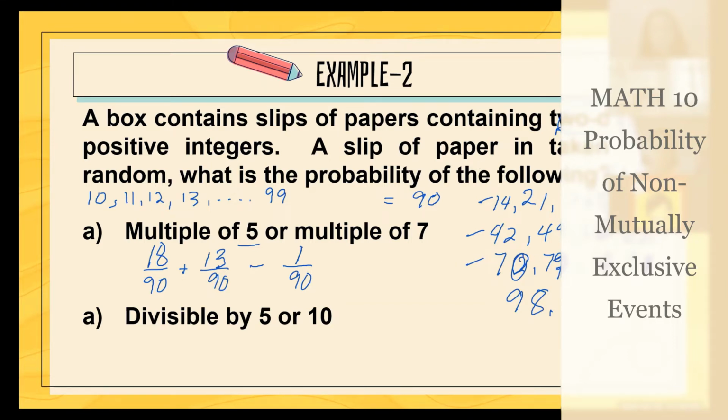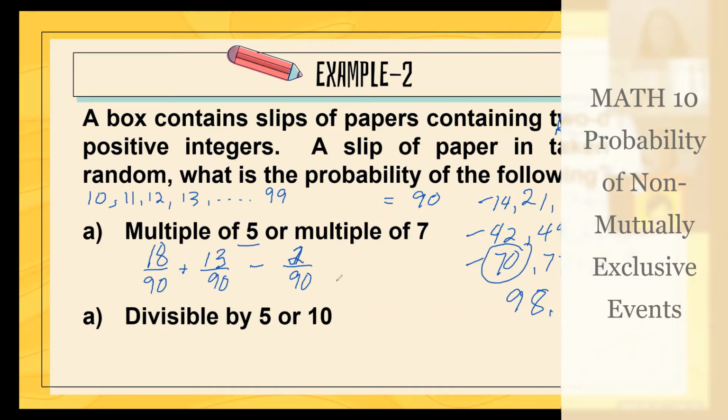70 is included. So, minus, wait, ayusin ko na nga to. 56 to, 70 ito, 77, 84, 91. Wait. After 56, 63, no? Plus 7, 70, 77, plus 7, 84, plus 7, 91, plus 7, 98. Okay. Okay, 70. As long as the number ends in 5 or 0, it's multiple of 5 or divisible by 5. So we have minus 2 over 90.